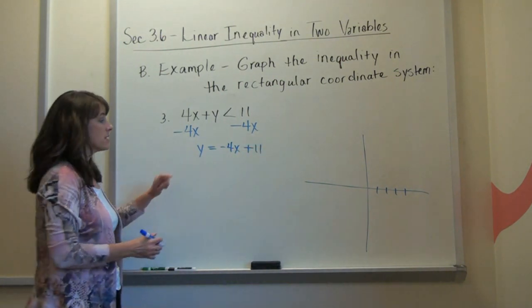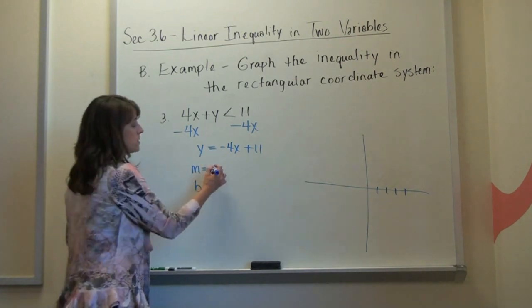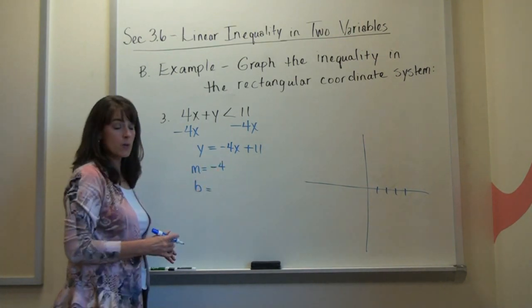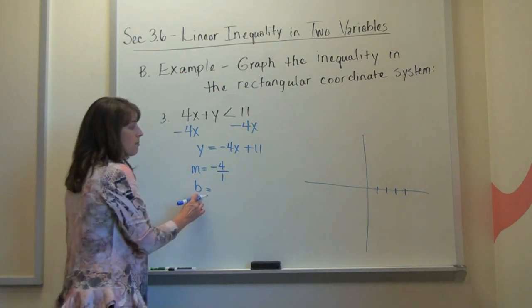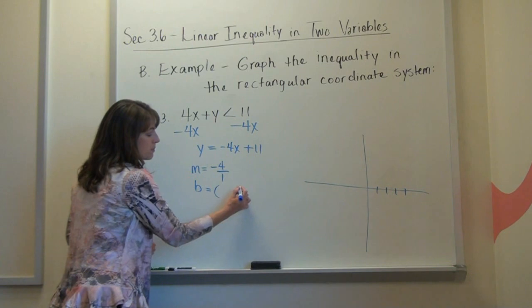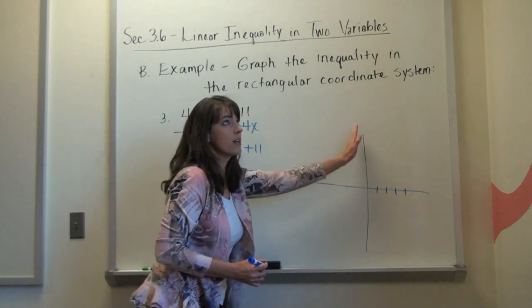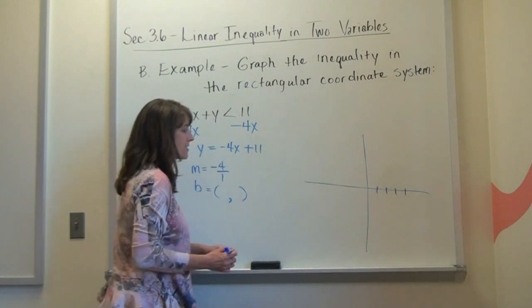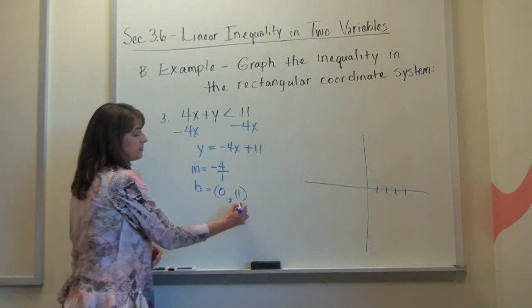Now that the y is by itself, like we discussed before, I can get that slope and I can get that y-intercept. The slope is a negative 4. Because I know it's a counting tool, I'm going to put it over a 1 so that I can have the rise and the run. My y-intercept is 11, but because it's a point in the 2D coordinate plane, every coordinate on this y-axis, every ordered pair on the y-axis has an x-coordinate of 0.